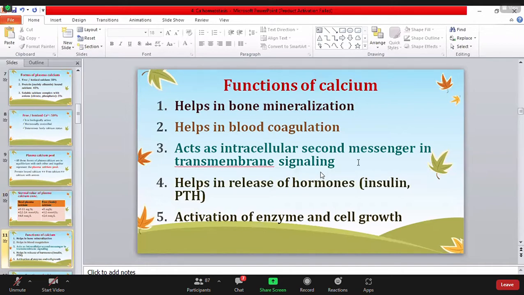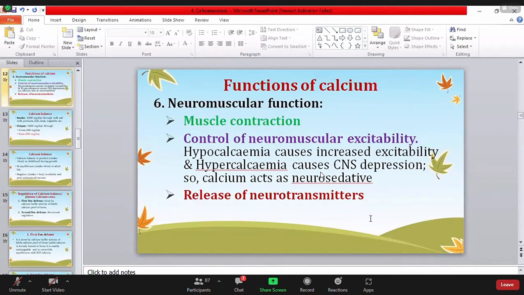It acts as an intracellular second messenger in transmembrane signaling, and it helps in the release of hormones, for example, insulin, parathyroid hormone, activation of enzymes and cell growth. It has also some function in neuromuscular activity, for example, muscle contraction, control of neuromuscular excitability, and release of neurotransmitters.